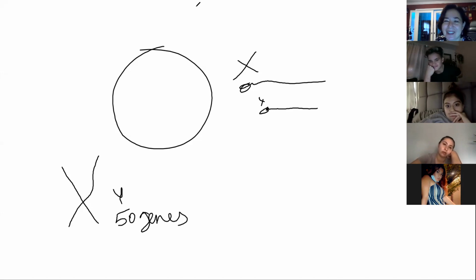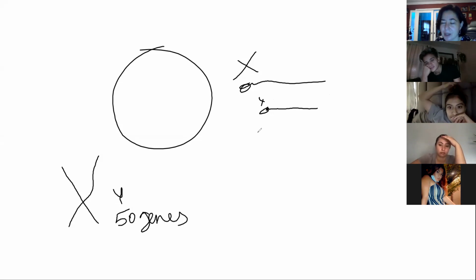Okay, one more time. Which one is heavy? The one that carries X or the one that carries Y? The one that carries X. Exactly. This one is heavier, right? And so why be faster then? Of course, Y will swim faster, right? So if Y can swim faster, it has more chances to hit the egg, right? So that's why statistically there are more boys born than girls.